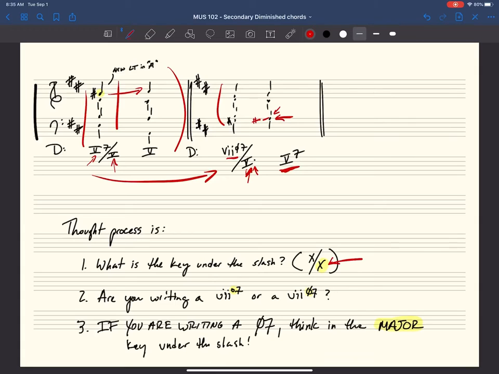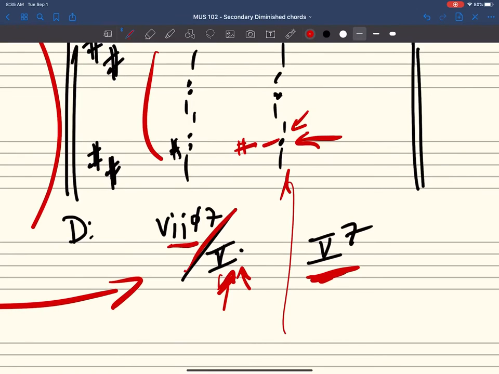Okay, so what's the key under the slash? Great, we're looking at that. In this case, up here, it was A. And then you need to ask yourself, are you writing a 7 fully diminished 7 or a 7 half diminished 7? If you're writing a 7 half diminished 7, you want to think of the major key under the slash. So let's look at this one again. We're writing 7 half diminished 7 of 5. So if you're thinking, I want to build a chord here in the key of the 5, I want to stack up thirds on G sharp and think A major. And this is the key of A major: G sharp, B, D, F sharp, that's 3 sharps.